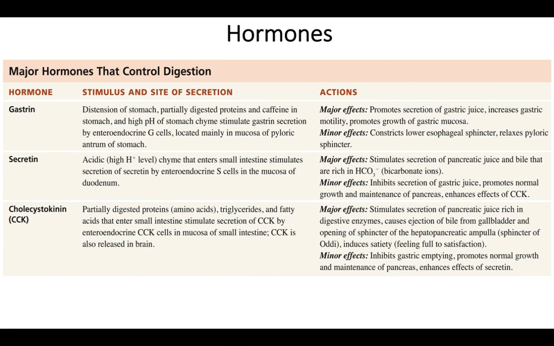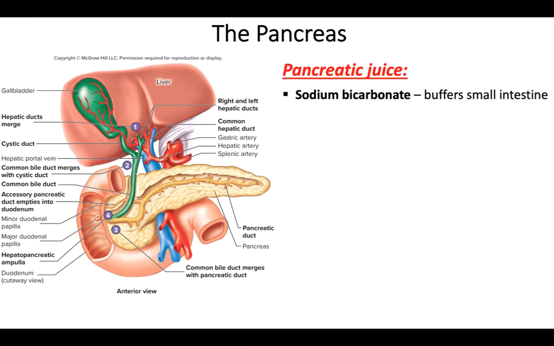This is a table, just a review of the hormones. I'm not going to go over this table, but you'll notice the three major hormones are gastrin, secretin, and cholecystokinin. I would probably emphasize the major effects for each of these, which I already did on the previous slides, but this is kind of a good review of those three major hormones.